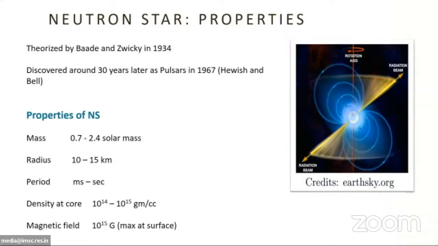This is a model diagram of a neutron star. It is rotating about this axis, and this is its radiation beam or magnetic axis. If I'm sitting here, I will observe pulses like a lighthouse effect, and therefore they were named pulsars. The interesting thing is that this mass and radius make the density at the core very high, which is something very interesting, and we'll come to know later what it does.